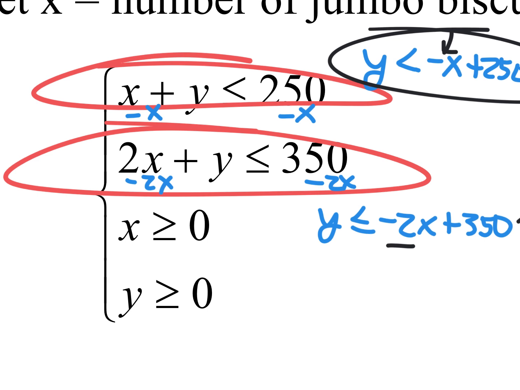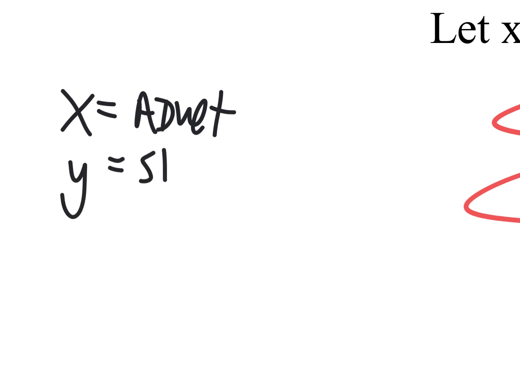Another key skill is actually writing an equation like that. I want to take just a moment and tell you a story. I want you to write an equation. X is going to be adult tickets, and Y is going to be student. If I said we sold 500 tickets, you already can write an equation. X plus y equals 500.